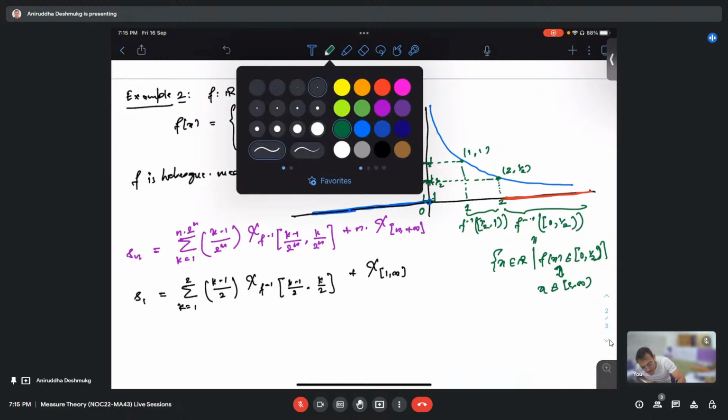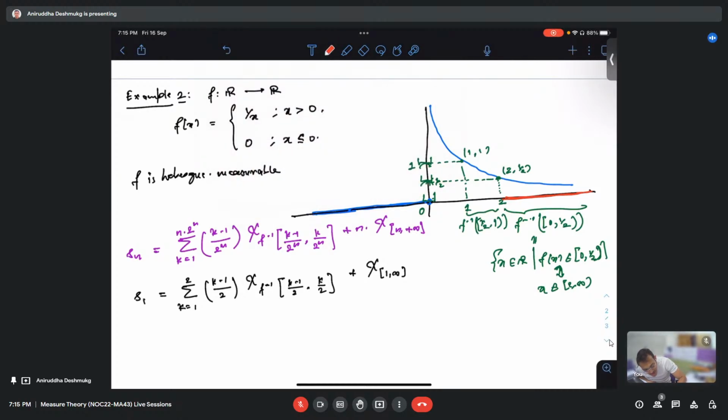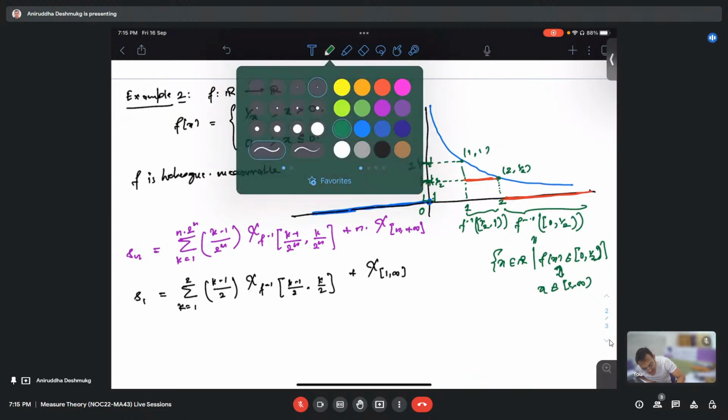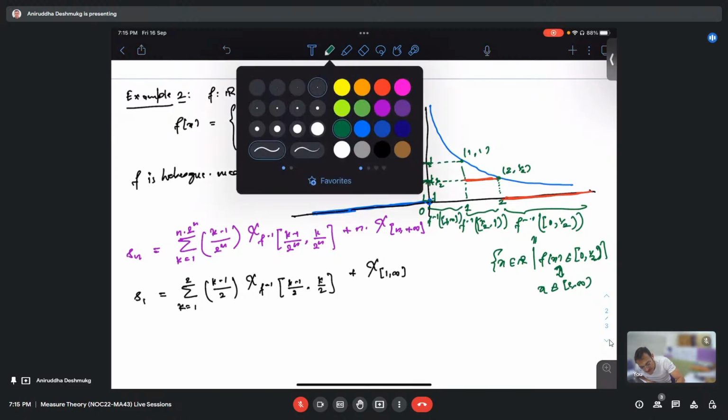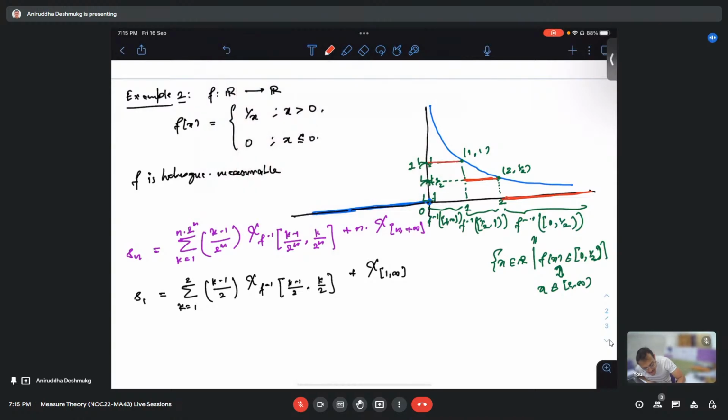So here what we are going to do, we are going to fix the lower value, so this value. And then again, from 1 to infinity, the pre-image is this. f inverse of 1 to infinity is this. And here we are again going to fix the lower value, that is 1. So these red lines, they are S1.